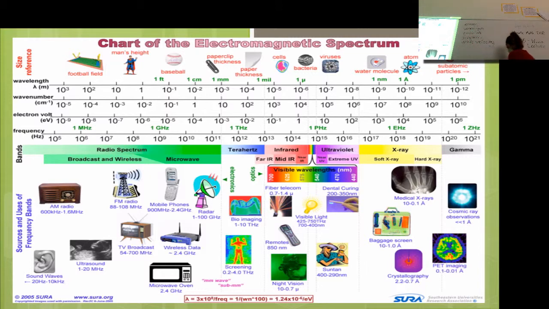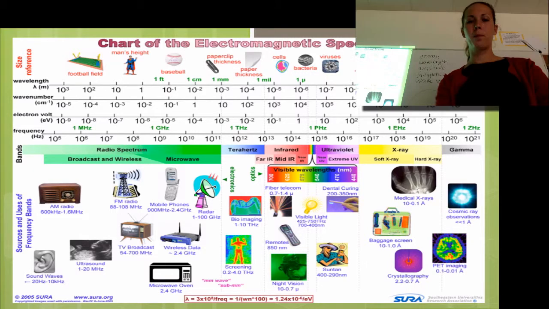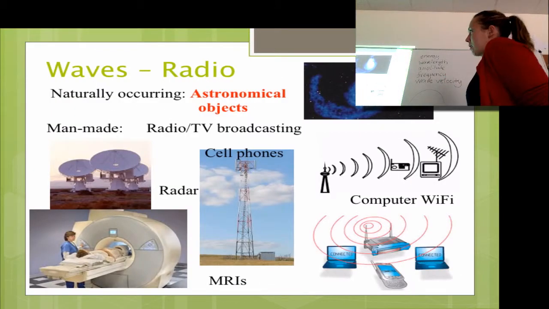What I like about this slide is that radio waves, at the very left of the spectrum, have a wavelength the size of a football field. Versus a gamma ray on the other end of the spectrum, whose wavelength is the size of a proton, neutron, or electron. It's that size, so it's tiny. Okay. So let's talk about these.